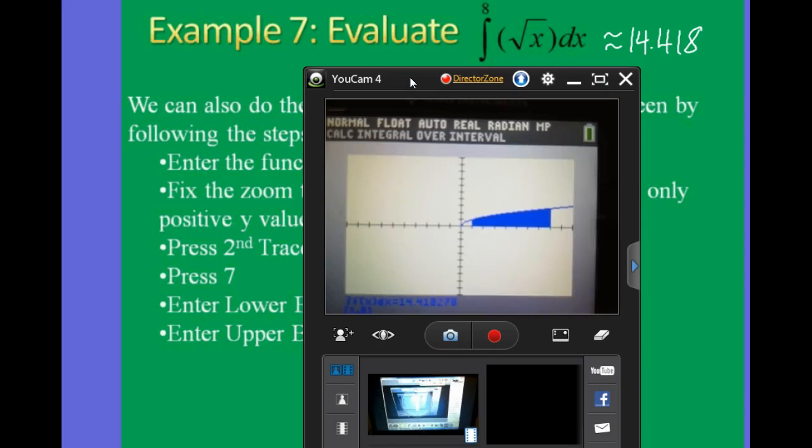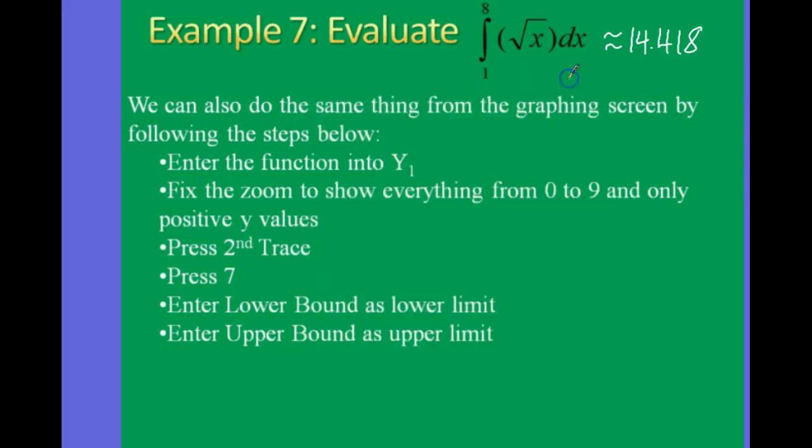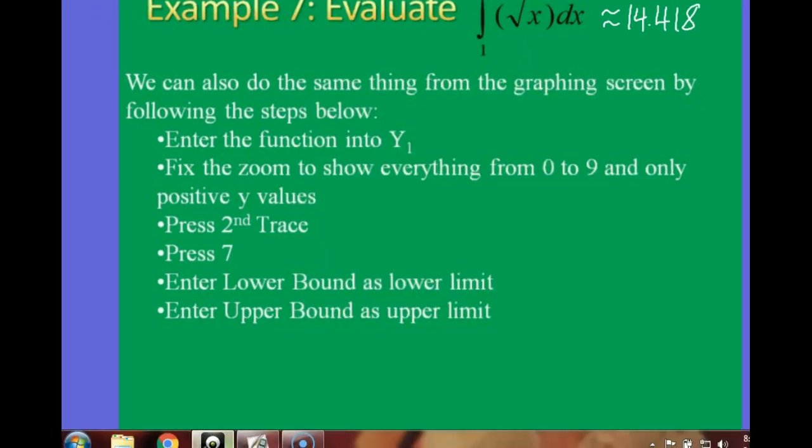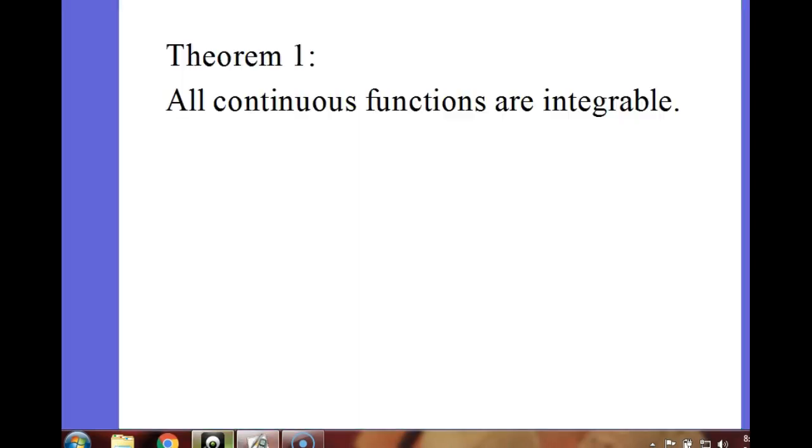Mine doesn't go to 8 directly. It's like 8.3 something. What's your X scale? I had you hit zoom 6, so everybody's X scale should be the same. Oh, it is. You're not tracing. You hit second trace 7. Oh, 7. Yeah, 1 and then hit 8. Enter. It's not tracing. The instructions are really big.